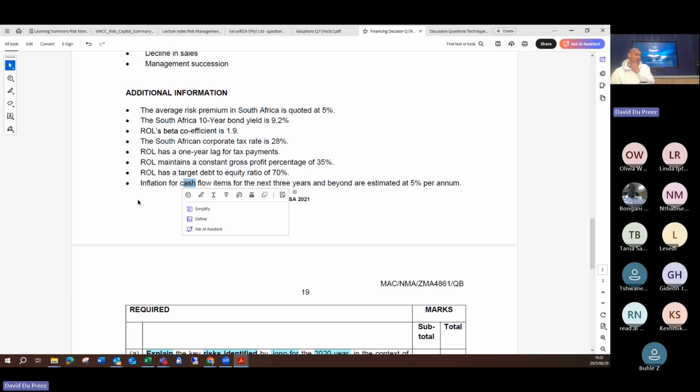They give you some additional information here that there is a 1-year lag for tax payments. So basically, your cash flows for the tax payment will be in the next year. Year 1's tax payment will be in year 2. Year 0 will be in year 1. Year 2 will be in year 3. That's very important because you'll get marked down if you don't place it into the right column.